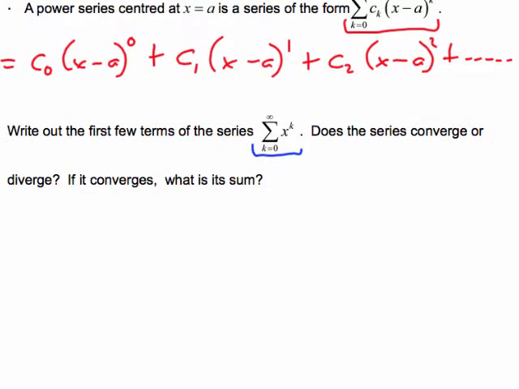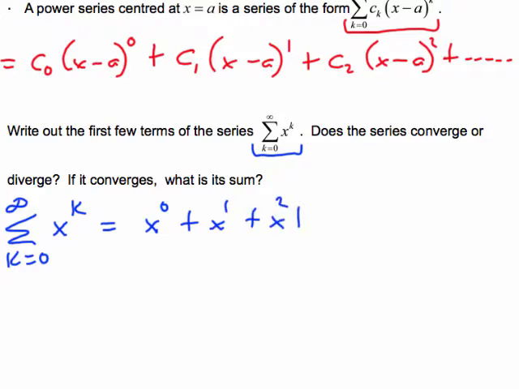We have a series here, and we're asked to write the first couple of terms out. This is a power series centered at x equals 0 because it's of the first form that I showed. So the first term would be x to the 0 plus x to the 1 plus x to the 2 plus x to the 3, etc.